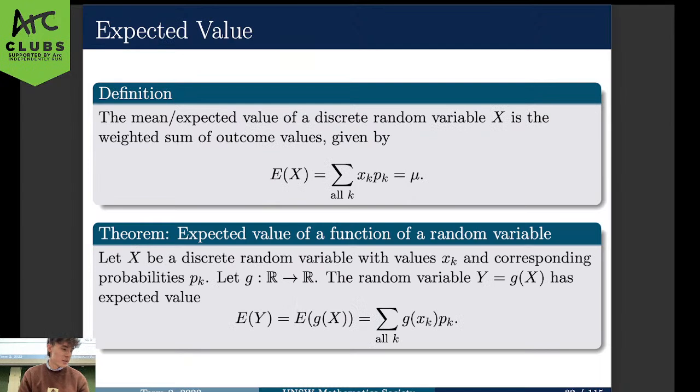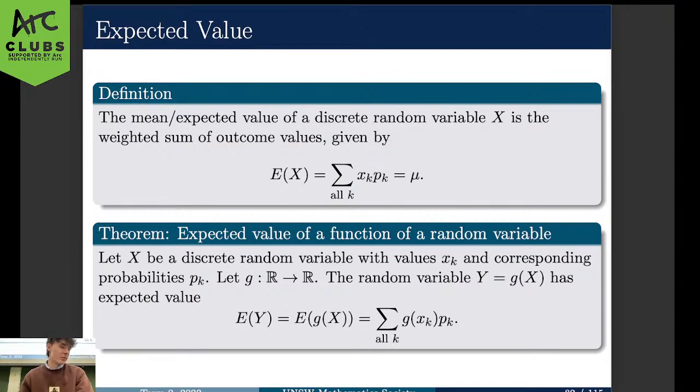So the reason why we introduce random variables is because this allows us to calculate the expected value or the variance. So the expected value is the weighted sum of all the outcome values. So it's the sum of all of the outcomes, x_k, multiplied by the probability of that event occurring. And that's also denoted mu, or the mean.